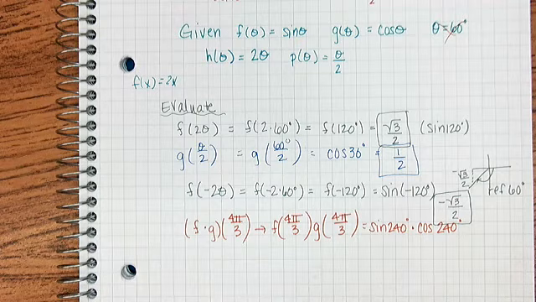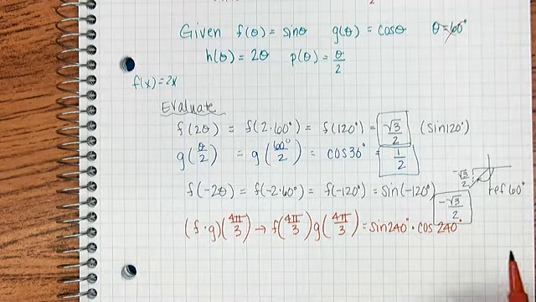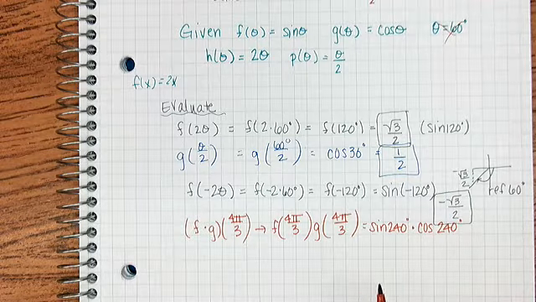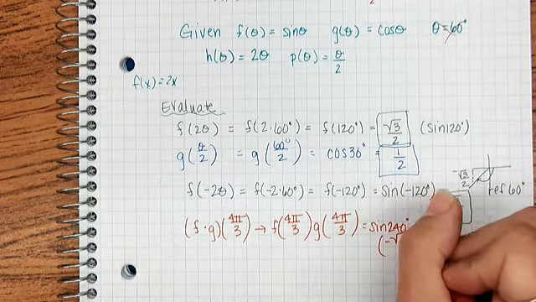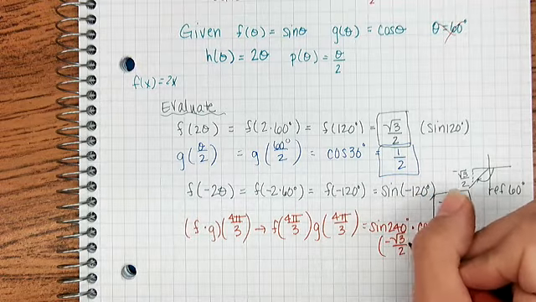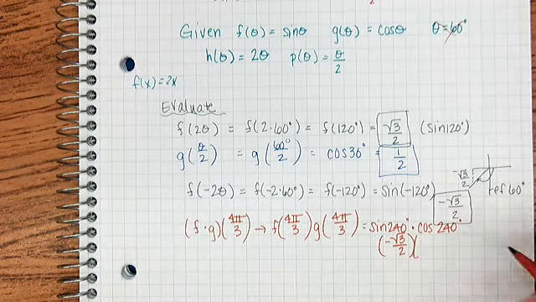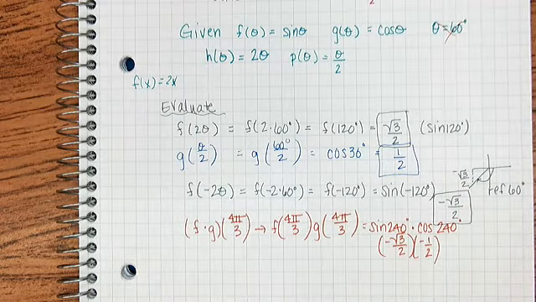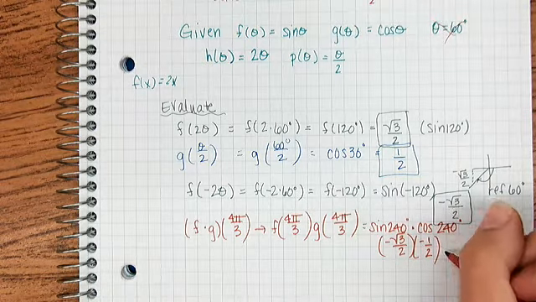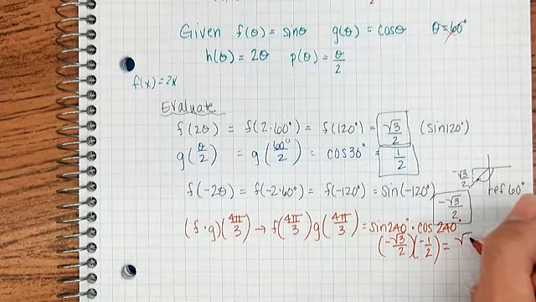180, yeah. Okay, so that's a 60-degree reference. So the sine of 60 is √3/2, and that's in quadrant 3. So that is negative root 3 over 2. Cosine of 60 is 1/2, in quadrant 3 it's negative. So this ends up being root 3 over 4.